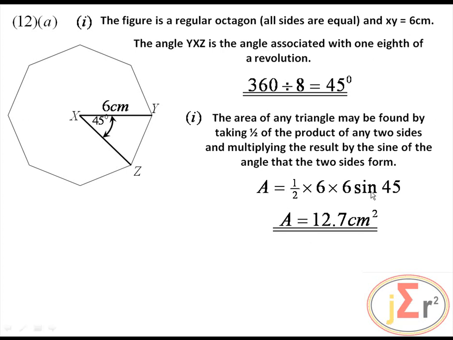So we have 0.707, that is what sine of 45 is. So half of 6 is 3. 3 times 6 is 18. And then we are going to take 0.707 of 18, which is roundabout 3/4 of 18. So 3/4 of 18 is approximately 12.7 centimeters squared. So a rough check shows that 12.7 centimeters squared is quite a possible answer.